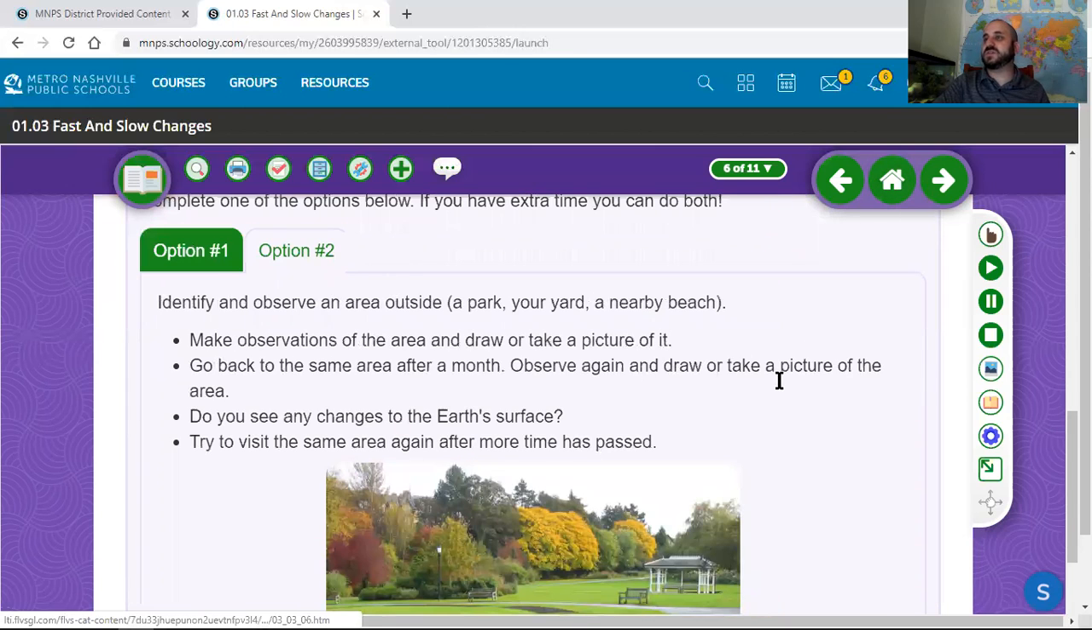And the other option you could do is identify and observe an area outside. Make observations of the area and draw or take a picture of it. Go back to the same area after a month. Observe again and draw or take a picture of the same area. Do you see any changes?